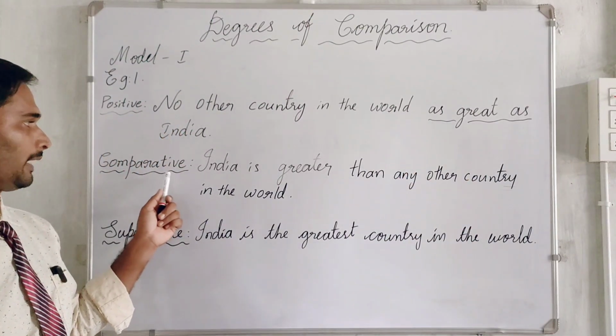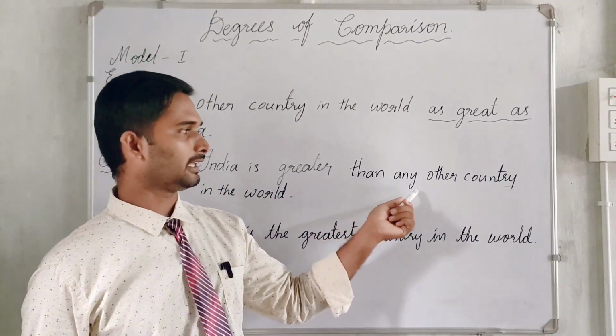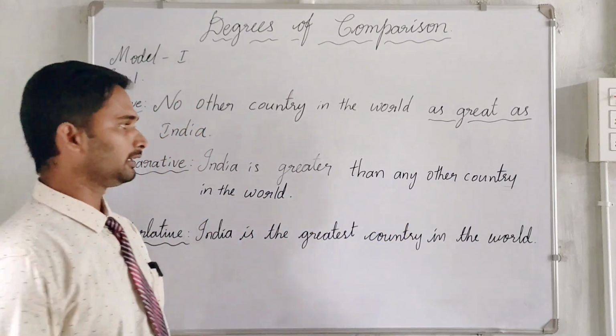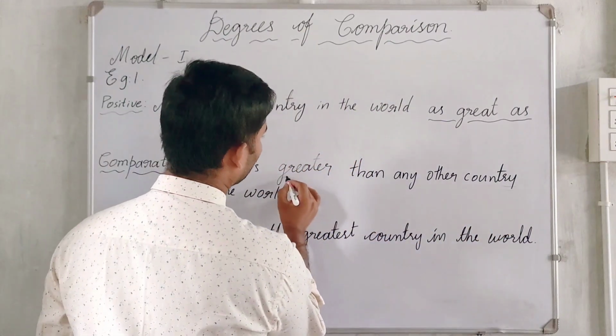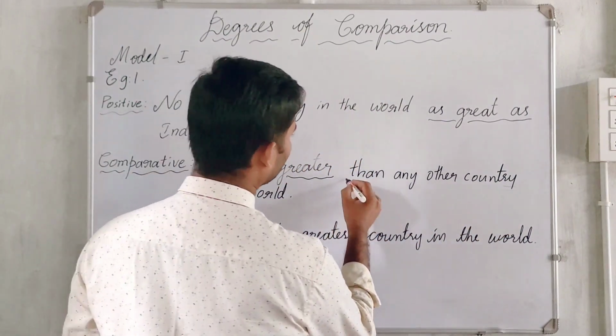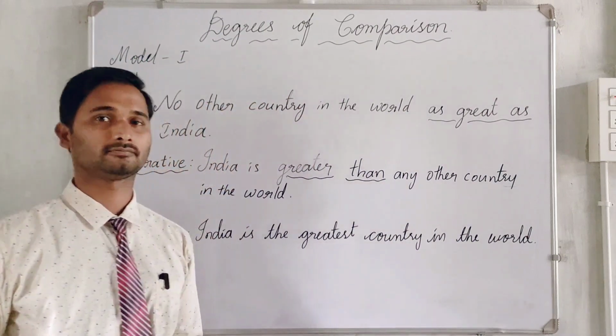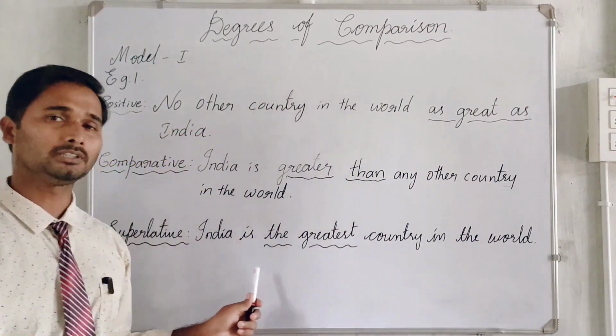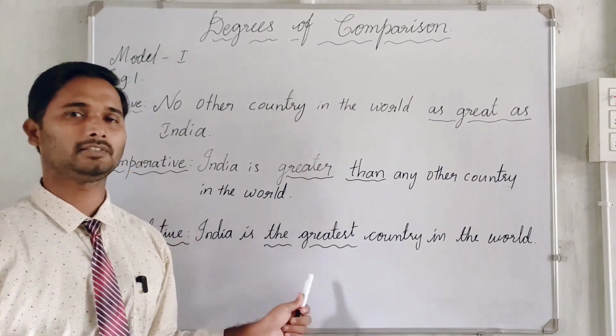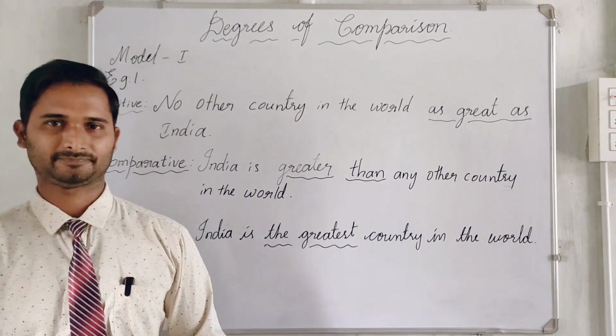Let us see the next, the comparative form. India is greater than any other country in the world. Here, India is compared with other countries. In the comparative form we have used greater than. Let us see the superlative form. India is the greatest country. It means there is no other country greater than India. It is the greatest one.